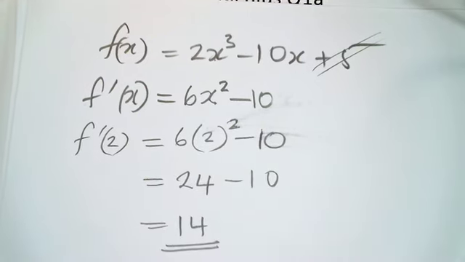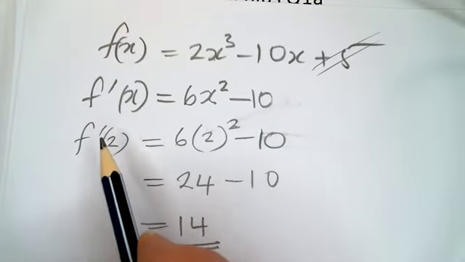All right, equals, well, 2 squared is 4. 6 fours are 24. Minus 10, and of course 24 minus 10 is 14. Now 14 what? That's the gradient, that is the m value. So the value of the gradient is 14, which literally means 1 along, 14 up. And that's all it means. So you found the gradient where the x value is 2.